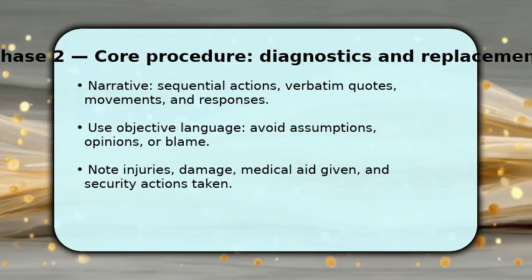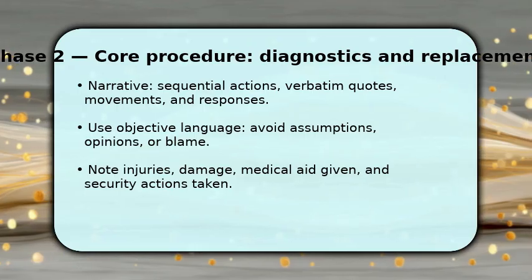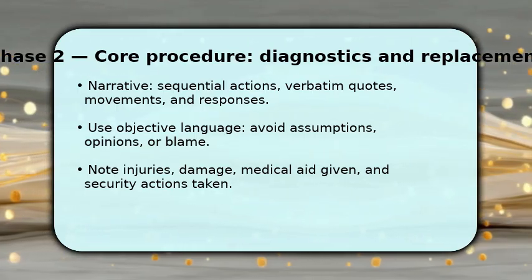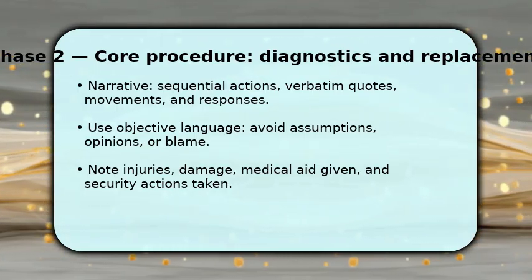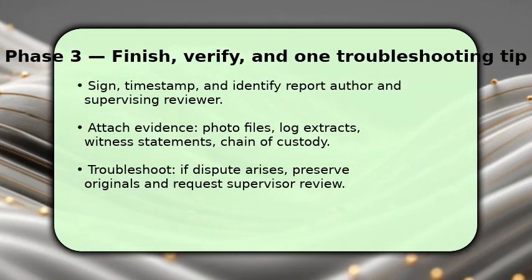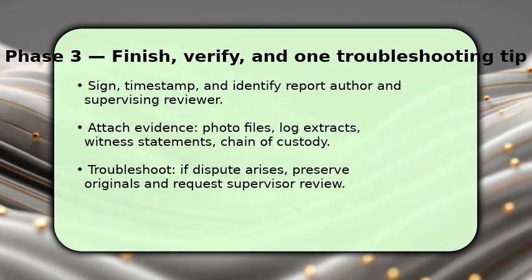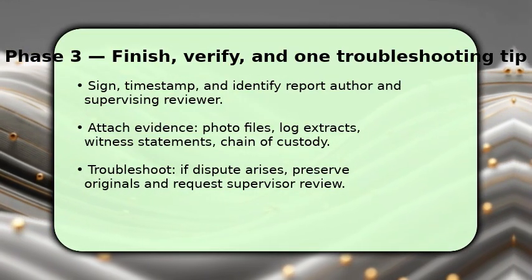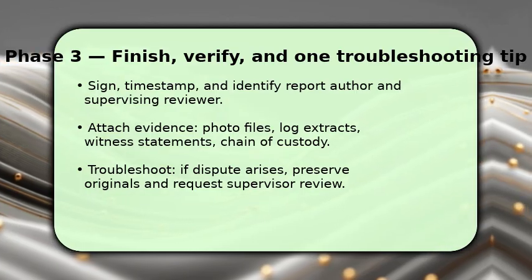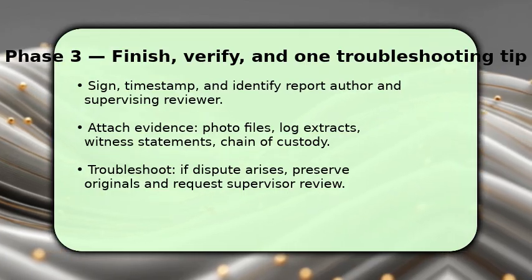Also record injuries, property damage, and any medical aid provided, plus which cameras or logs you checked, to create a complete investigative baseline. You finish by reviewing the report for completeness, sign and timestamp it, and include your position and supervisor contact details. Then attach all supporting items, photos labeled by file name, log extracts, witness statements, and a chain of custody note for any physical evidence.